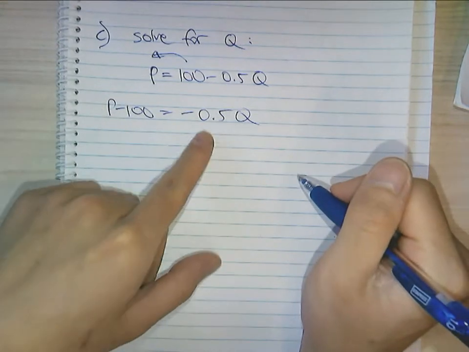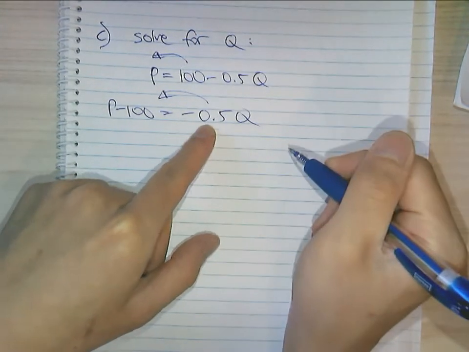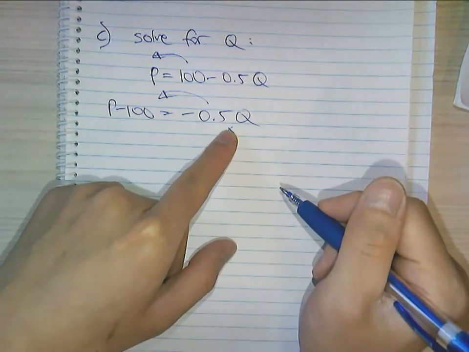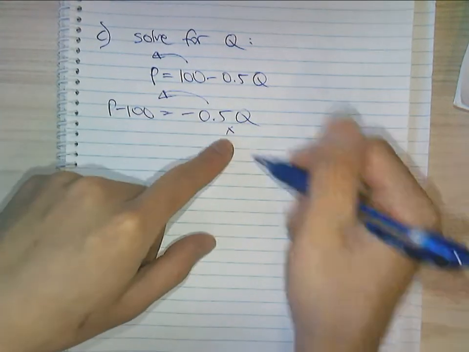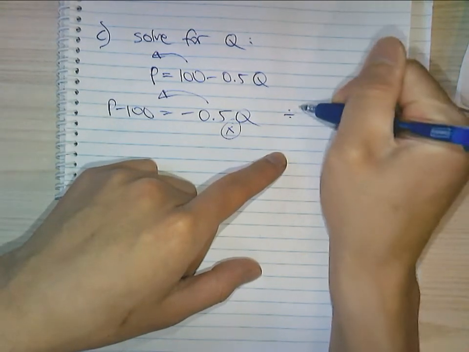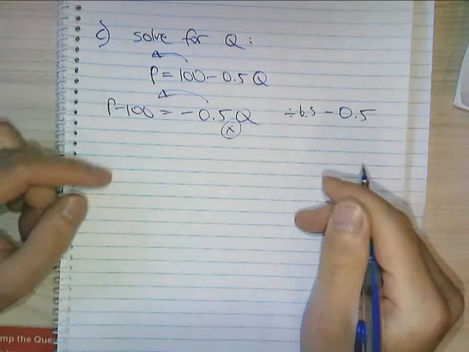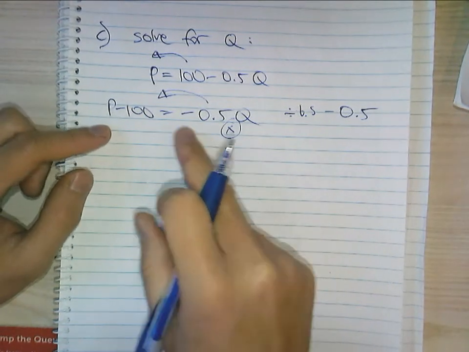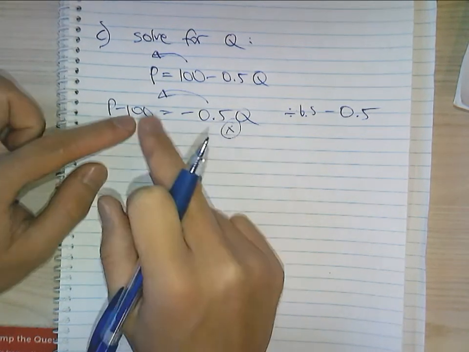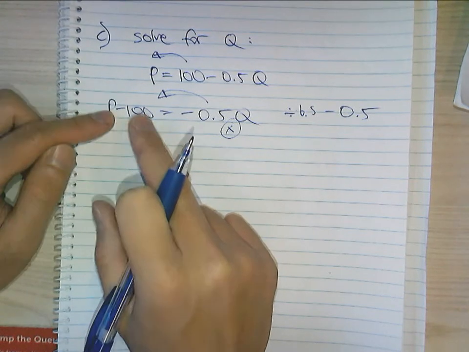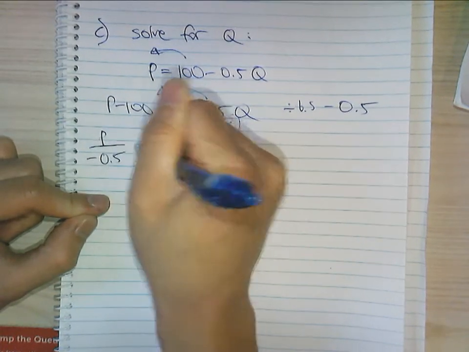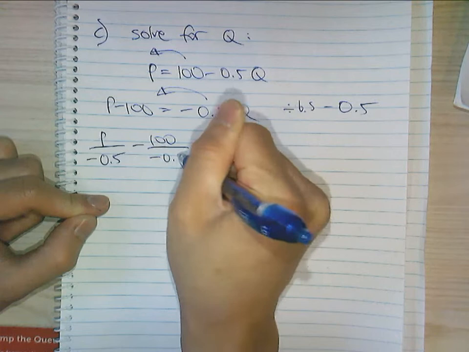Now we want to get this negative 0.5 to the other side. Again, you do the opposite of whatever it's currently doing. At the moment, it's being multiplied to this Q. So when you bring it to the other side, the opposite of multiplication is divide. Or you can do this the formal way: divide both sides by negative 0.5, whichever makes sense. Both of these terms are divided by negative 0.5, not just one of them. So I'm going to divide each one of these by negative 0.5. So we've got P divided by negative 0.5 minus 100 divided by negative 0.5 is equal to Q.